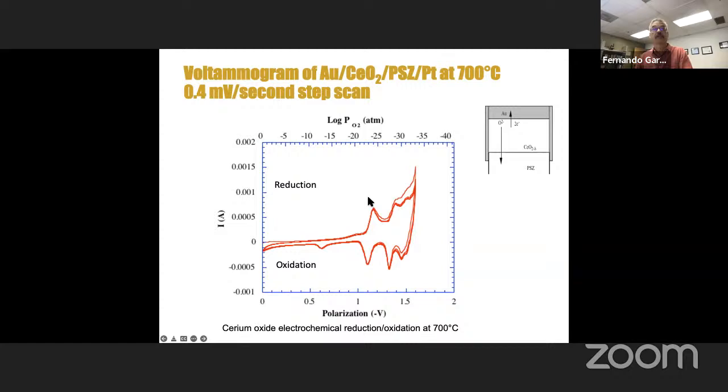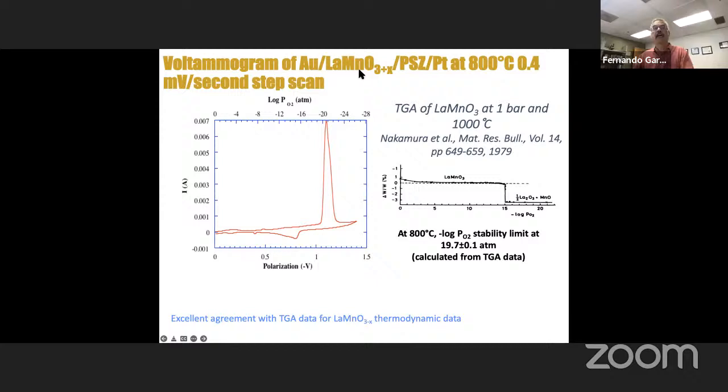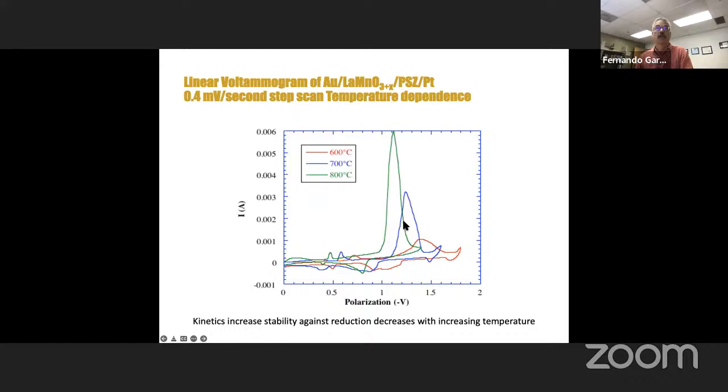Here's an example of one of the catalysts, which was listed on the list before, the lanthanum manganite, at 800 degrees. If we sweep here to more and more reducing conditions, we can see a sudden reduction of the material. And by counting the charge here, we can determine that this material has been reduced. And this agrees very well with what was seen from thermogravimetric analysis studies, that we're reducing the material to lanthanum oxide and manganese monoxide. And on subsequent attempts to reoxidize this, we can see that the kinetics for reoxidation are very slow. If we do the same thing at different temperatures, we can see the temperature dependence of these in different cells. And so we can rapidly assess the stability of the material.